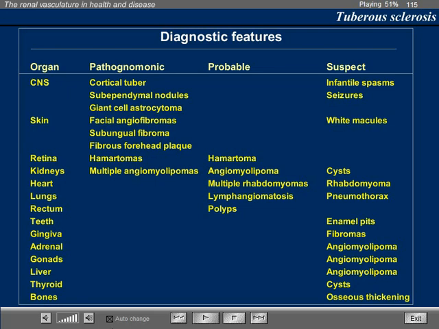The lesions of the skin we previously discussed, and they consist of facial angiofibromas, subungual fibroma, and fibrous forehead plaques. In the retina, the hamartoma is characterized by a yellow plaque, so-called phacomas of the retina. The kidneys have multiple angiomyolipomas. There can be rhabdomyomas of the heart, hamartomas of the lung, the rectum, the teeth, the gingiva, the adrenal gland, the gonads, the liver, the thyroid, and the bones will be involved, as I will show you later.